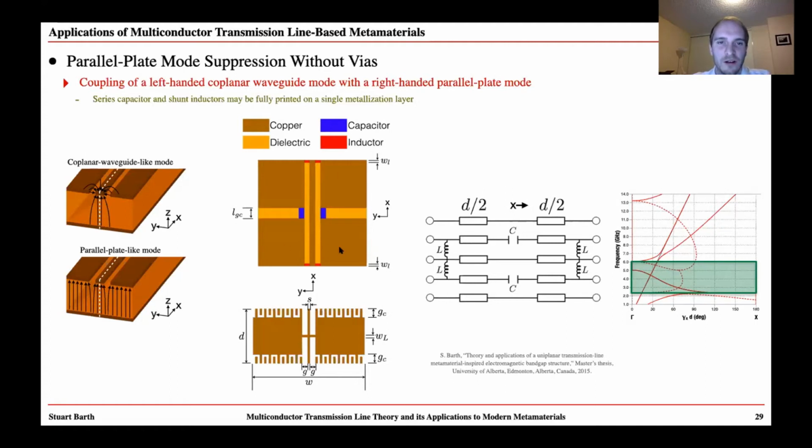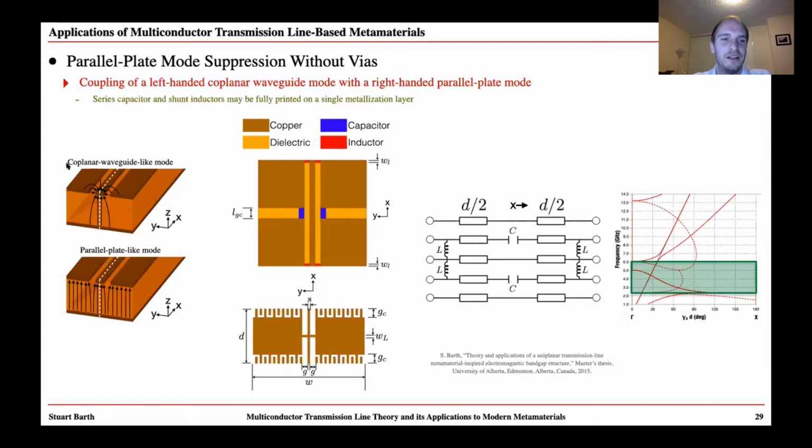So as I've shown here in the middle figure, really we can insert series capacitors into this coplanar waveguide and shunt inductors and realize them in the bottom as interdigitated capacitors and strip or meandered inductors. This means that we can realize our metamaterial on a single metallization layer. So simply by removing some copper off of a layer of metal, we can affect parallel plate mode suppression in a very strong and controllable manner.